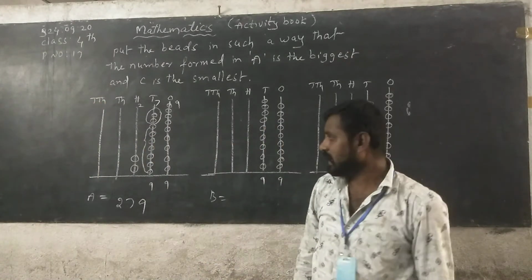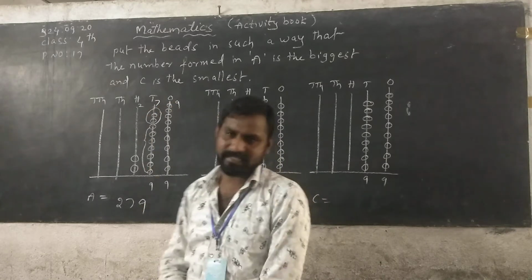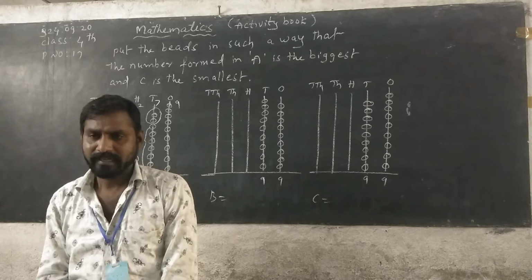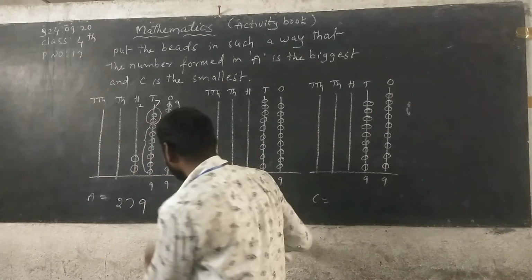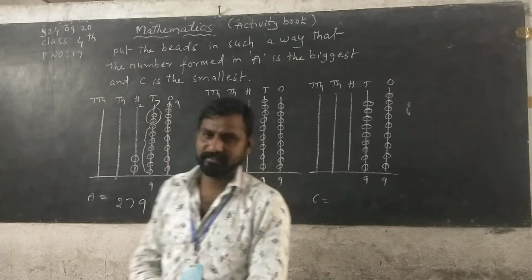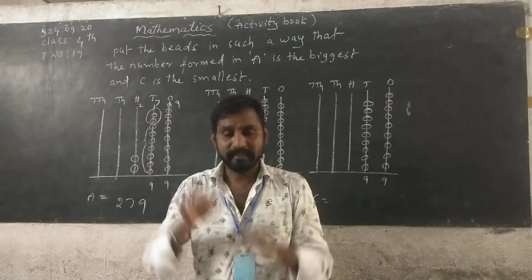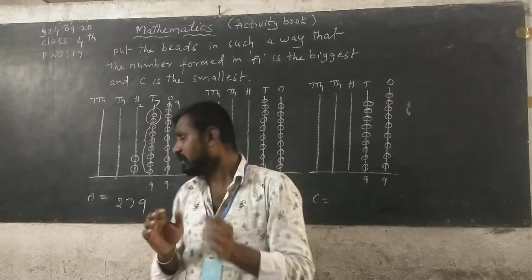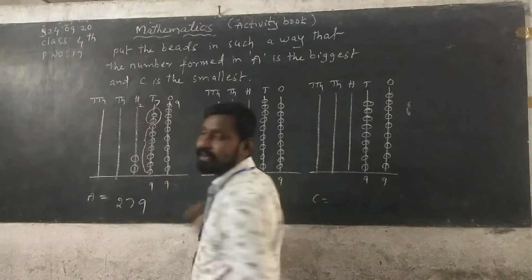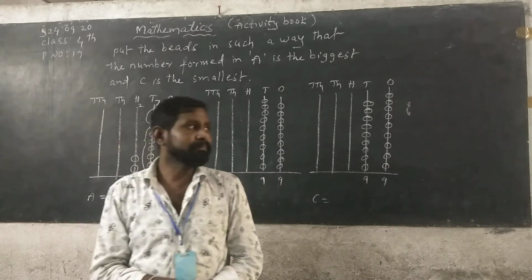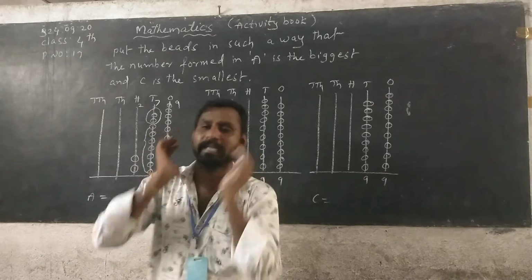A problem. See here. 9 beads placed at ones place. 9 beads placed at tens place. So what is the number? 99. So is 99 satisfied? No. Then what do we have to do? In tens place how many beads are there? 9 beads are there.